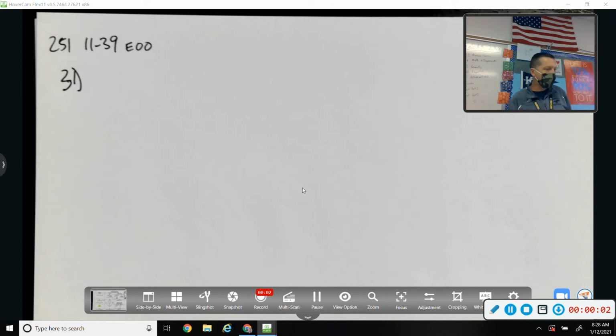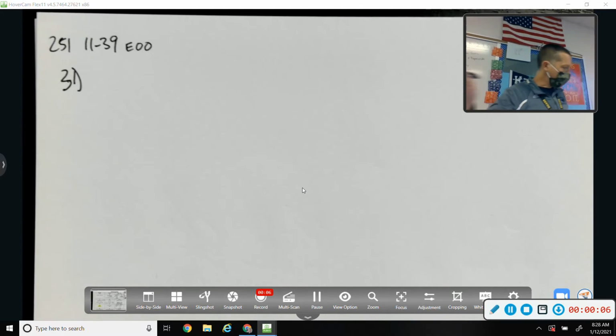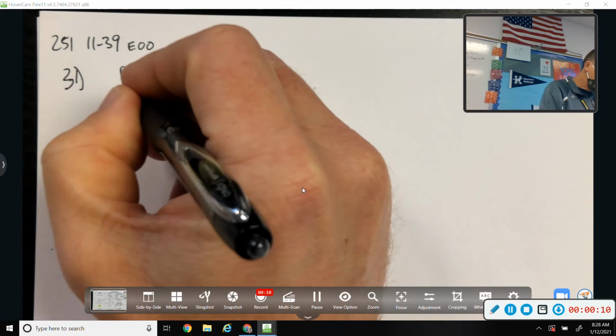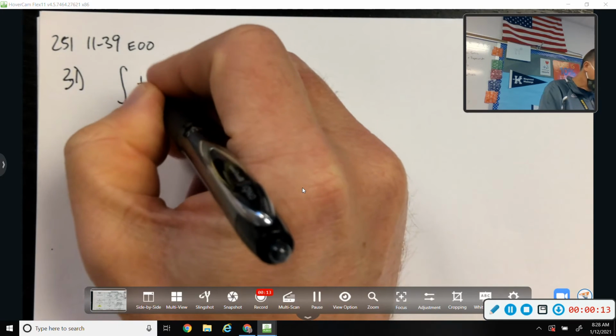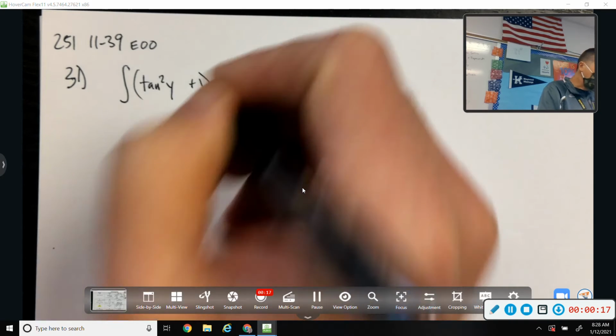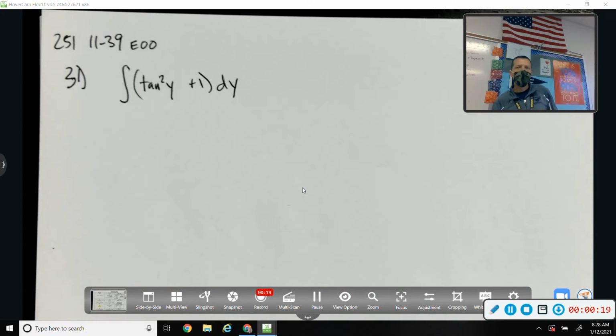All right, from page 251, 11 through 39, every other odd, number 31. The integral of tangent squared y plus 1 dy. Okay, let's see. Well, first thing I notice is it's in y, but everything works the same. It's just my answer will be in y, so I don't think that's the major concern here.